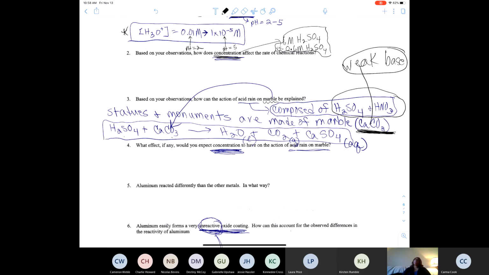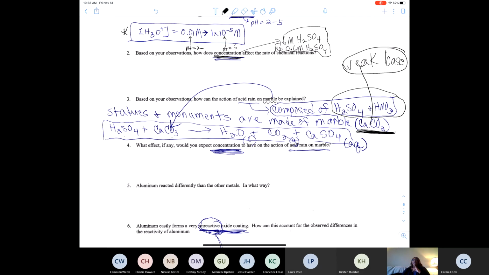So that's what happens to statues and monuments over a long period of time if they're constantly being subjected to acid rain. If there's acid in the rain every time it rains, then over several years, those statues are going to start to change in their appearance.